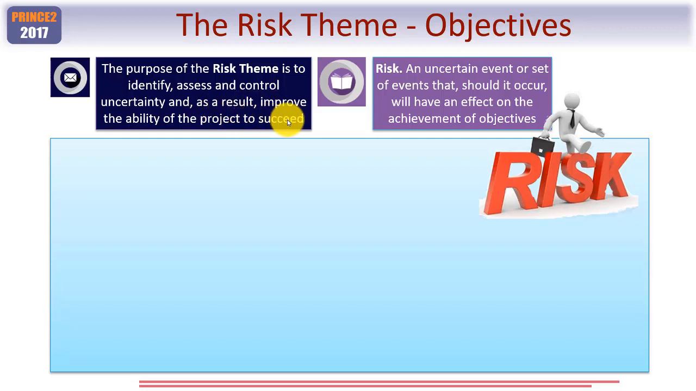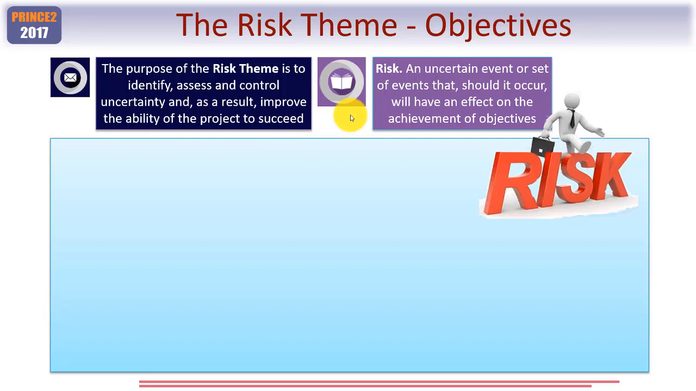Now, the reason why that improves the ability of the project to succeed is when you look at the definition of a risk itself. It's an uncertain event, or indeed a set of events that, should they occur, will have an effect on the achievement of the project's objectives. So being able to identify them in the first place before they occur, assess them, much more of that later, and then go on to apply some form of control to risks will help the project to achieve its objectives.